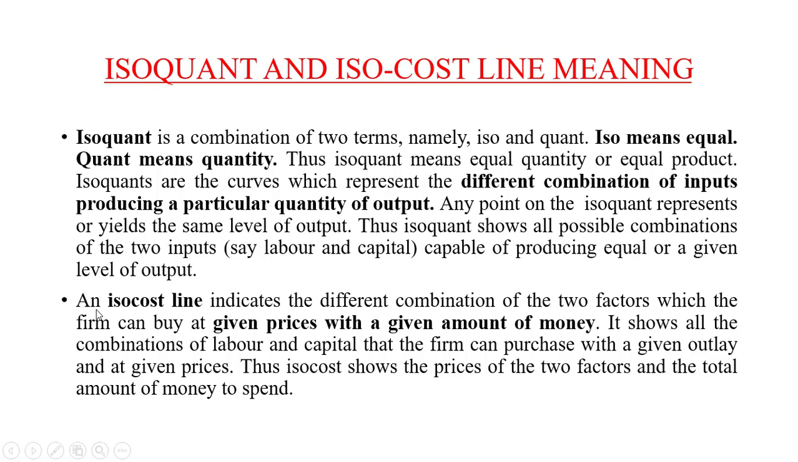Okay, and then what is isocost line? Isocost line is a combination of two factors which the firm can buy at a given price with a given amount of money. Now cost is related with buying, okay, for a given price. Suppose the price of a machine is given to you, how much you can buy of that capital with a limited amount of money, that is the isocost line. It shows all the combinations of labor and capital that the firm can purchase. Now isocost line is how you are taking the labors and how you are purchasing the capital.